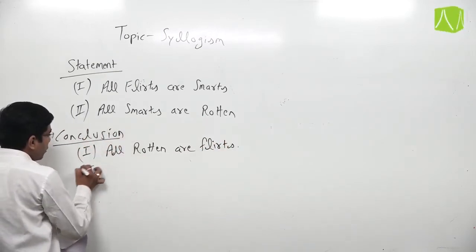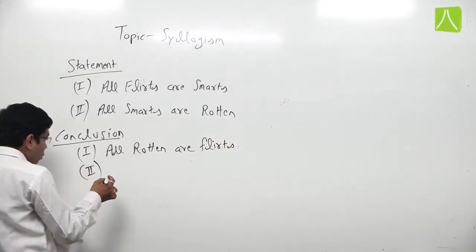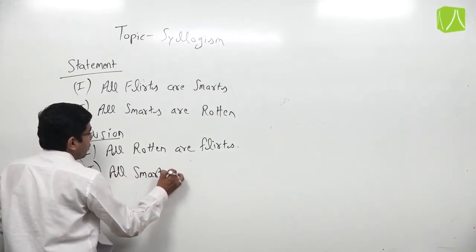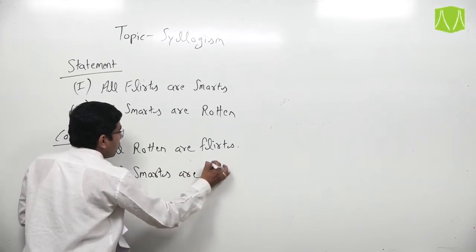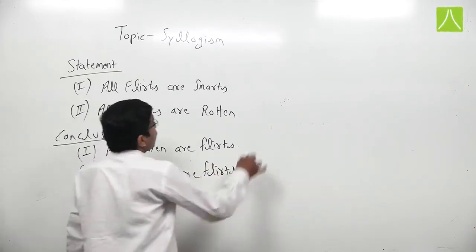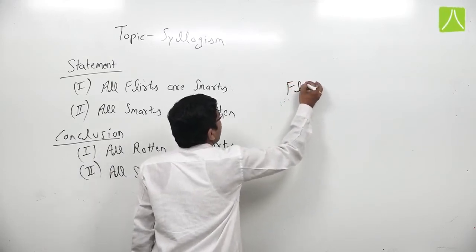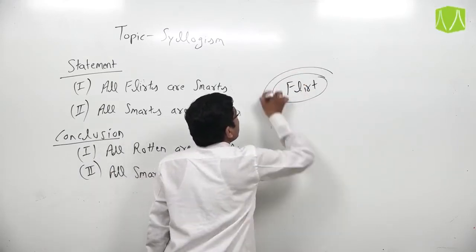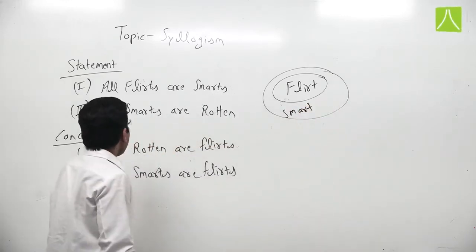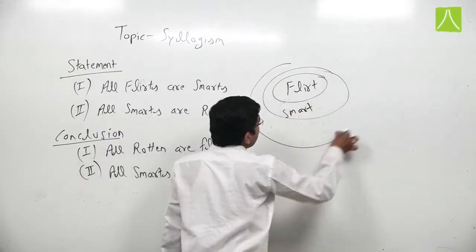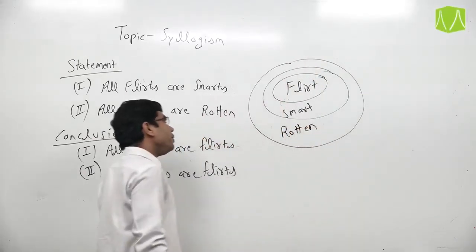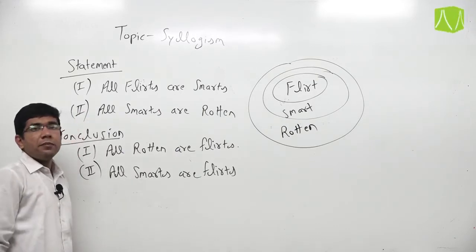And second conclusion is all smarts are floods. Now first we draw the diagram. All floods are smart. All smarts are rotten. It can be like this. So it is our basic diagram.